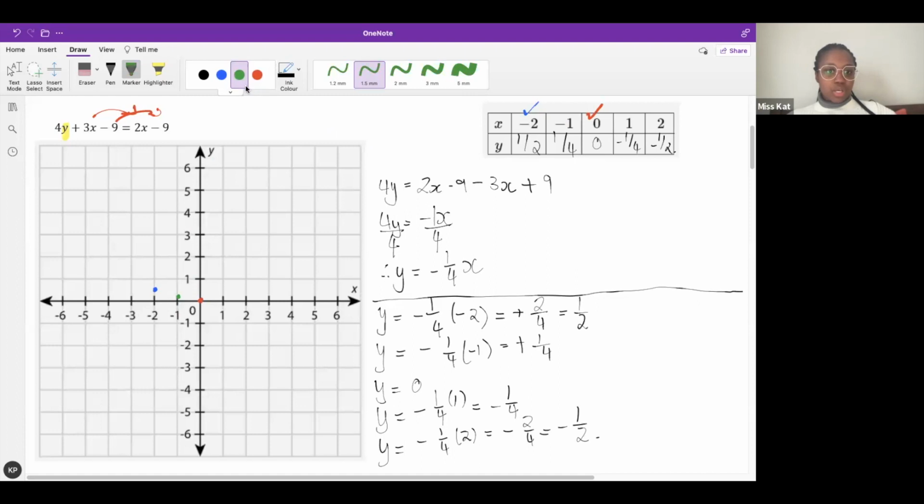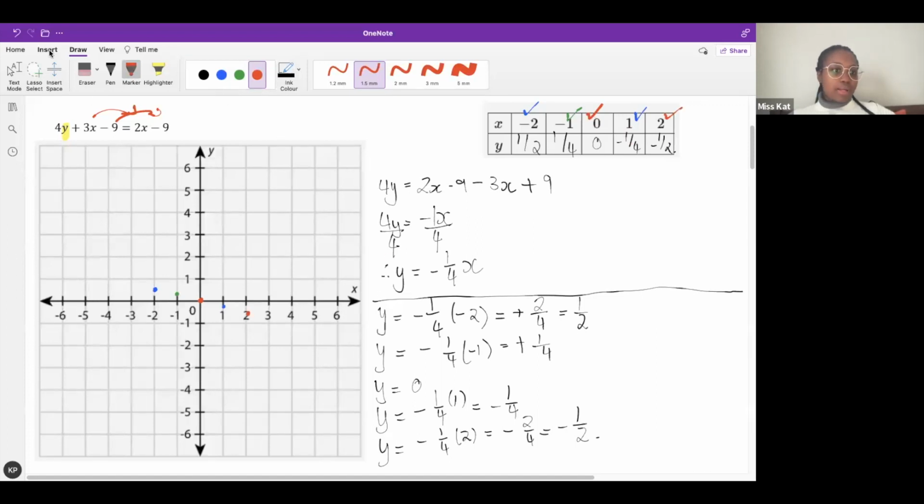Oh, I forgot to take. There we go. Green is a little bit off there. And then we plot again. I'm going to use blue again. 1 goes with negative a quarter, which is about there. And 2 goes with negative a half, which is about there.